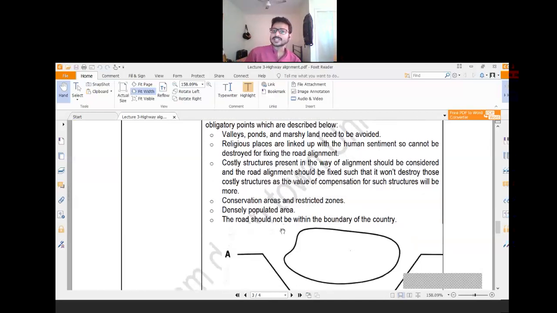Then conservation areas and some restricted zones are there. Okay, you cannot construct the road over that restricted area. Then densely populated area, if that area is very much densely populated, in that case what will happen? The cost of the land will be very high, and acquiring land will be very hectic. There will be so many court cases and other things, and it will ultimately delay that project. So it is better to avoid such types of densely populated areas.